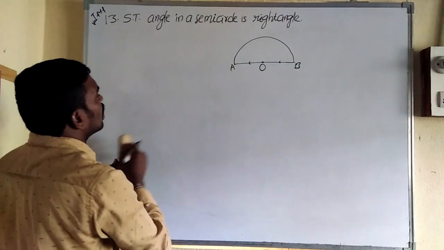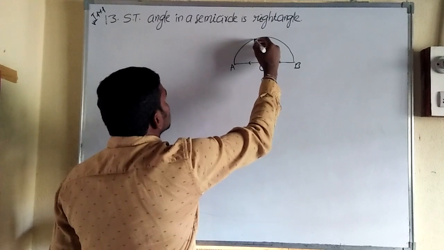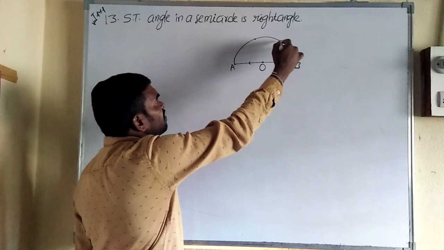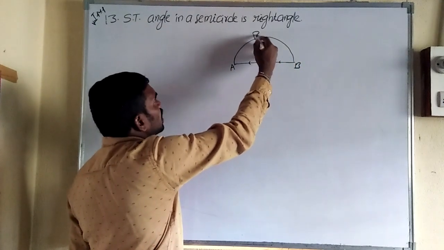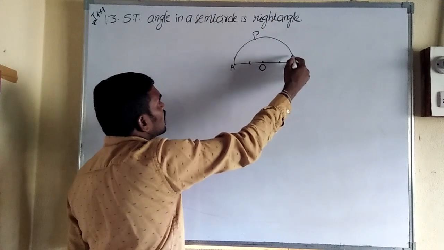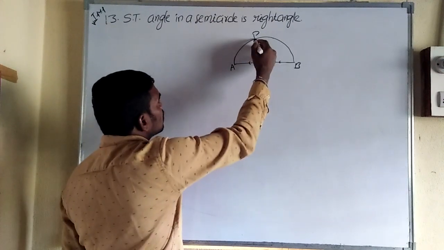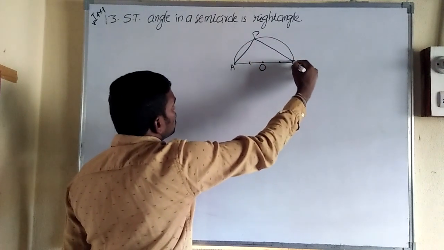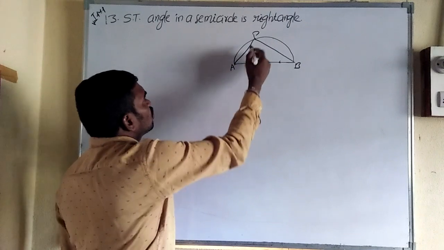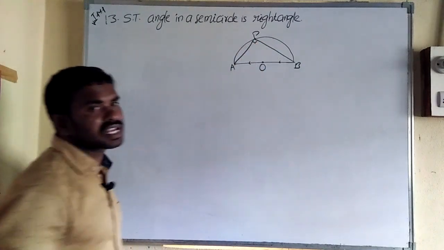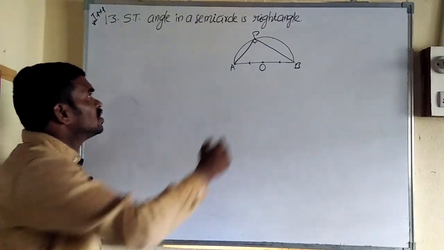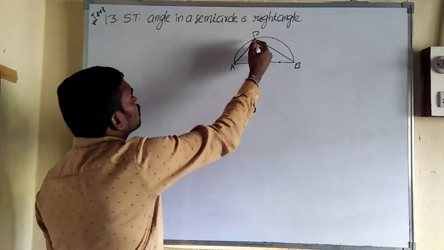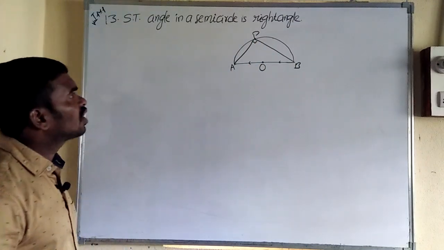Now what is the radius? The radius is R. Angle in a semicircle means in this semicircle take a point anywhere. Here I am taking some P. You can take it here also, anywhere. For example, here I am taking. I am joining AP and BP. Now we should prove that this angle is 90 degrees. Right angle means 90 degrees. In this semicircle, P is an angle, so we should prove that P is a right angle. How can we prove it?